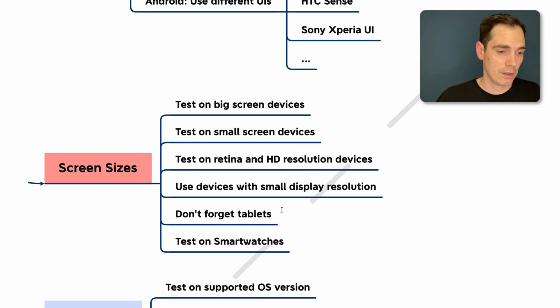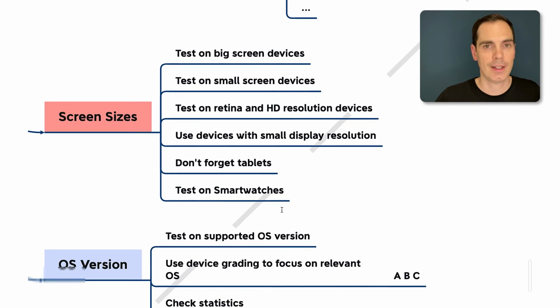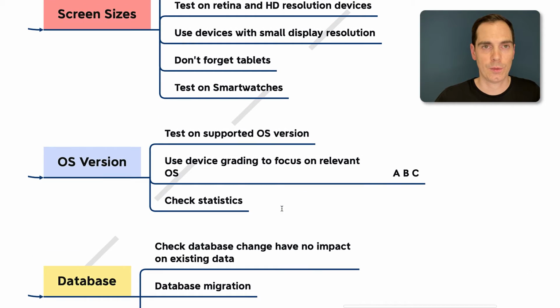Screen sizes are also something you should keep in mind. Test on big screens, test on small screens, test on a Retina or an HD resolution device. Use also devices with a really small screen. Tablets are something you could test on, or smartwatches, for example, if you have a smartwatch app that supports the smallest screen possible. But screen sizes are also really tightly connected to the devices themselves. You should get some user data and then test accordingly, based on what is being used by your customers.